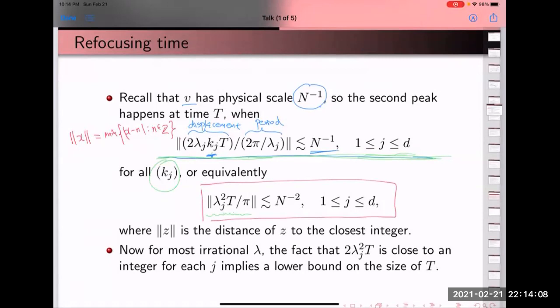Okay, so the point here is that suppose we have lambda j squared being irrational and generic, or it doesn't have to be generic, it just has to be not very, very special. Then the fact that each lambda j squared t over pi is close to an integer puts some non-trivial restriction, in particular some non-trivial lower bounds on this time t, which is what we want, because if we know that the reconcentration time has a lower bound, then we can expect the same Strichartz estimate to hold on a longer time interval.